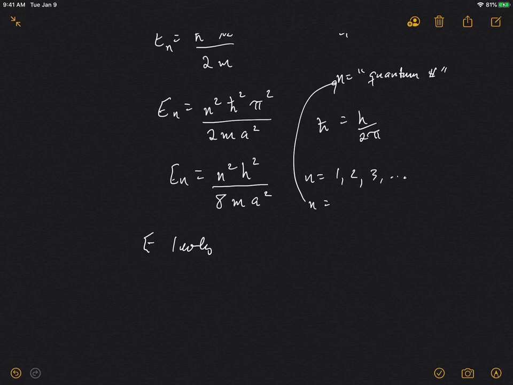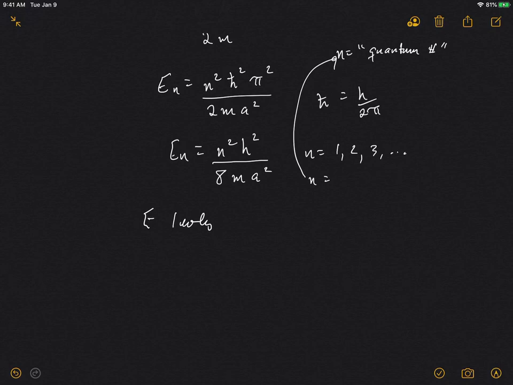Now let's move on to a related concept, which is an energy level diagram. So first of all, the n equals 1 state is going to be h squared over 8m a squared, where m is the mass of the particle, a is the size of the box. So that's interesting. The size of the box ends up in the denominator and it's squared. So we'll have to think about that a little bit.